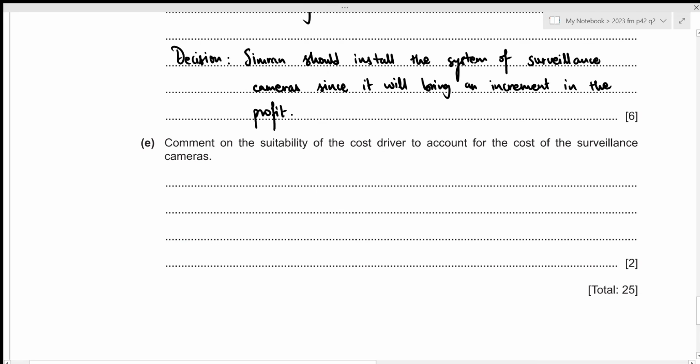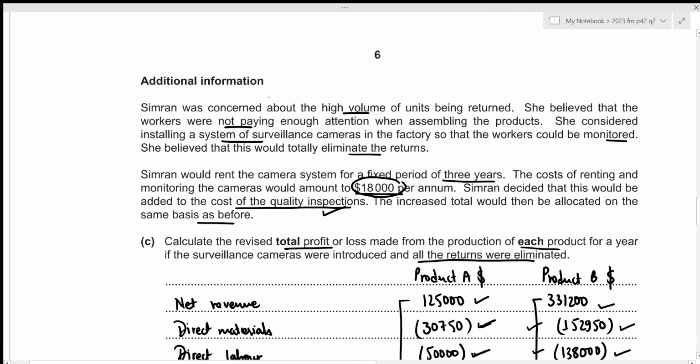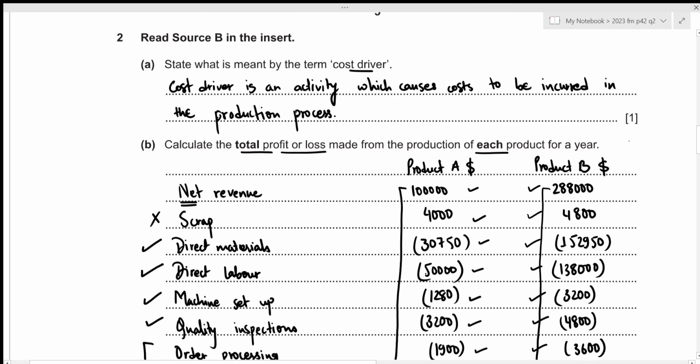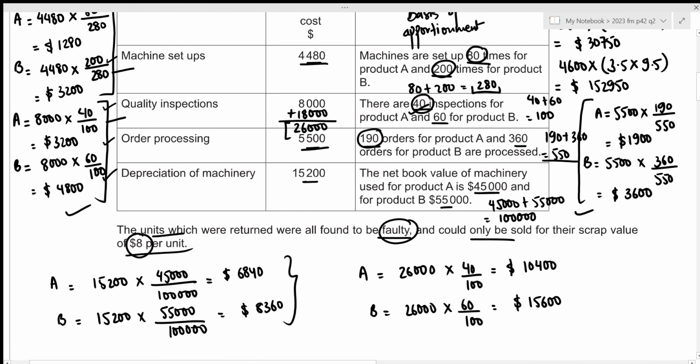Now for the fifth one, we need to comment on the suitability of the cost driver to account for the cost of the surveillance cameras. Okay, first we need to understand the purpose of surveillance cameras. So Simran was basically concerned about the high volume of units being returned, and she believed that the workers, that's the keyword, were not paying enough attention when assembling the products. So she considered installing a system of surveillance cameras in the factory so that the workers could be monitored.